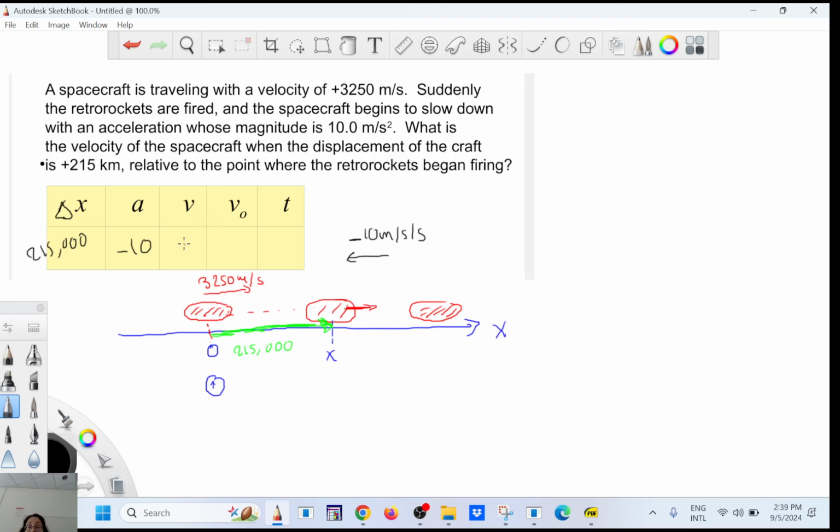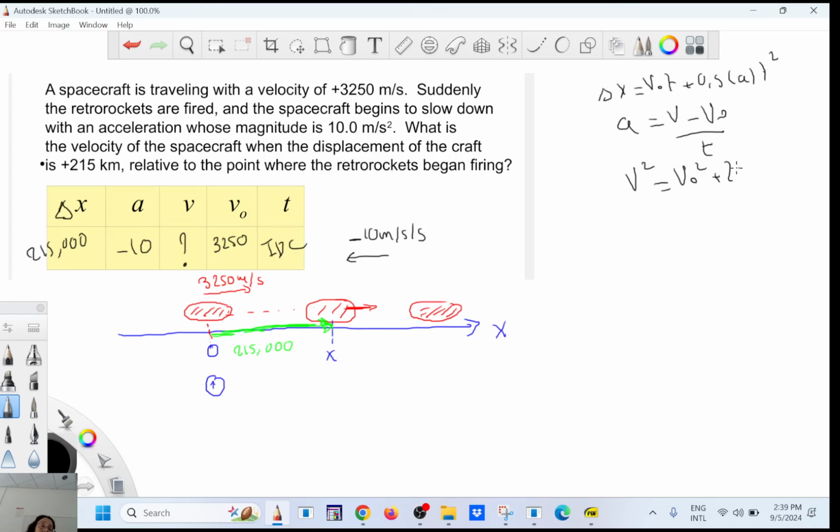Okay, what is the final velocity? Initial velocity 3250. And you look at your equations: delta x equals initial velocity times t plus one half a t squared, and acceleration is final minus initial over time. And then you have v squared equals initial squared plus 2 a delta x. And then you have average velocity is delta x over time.